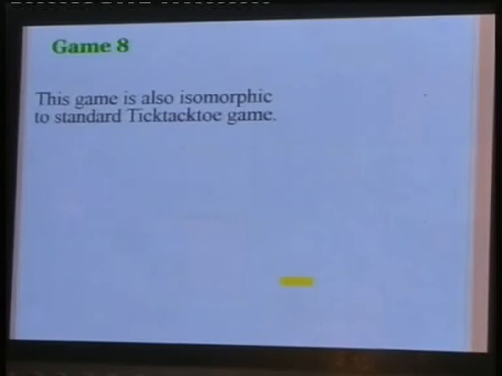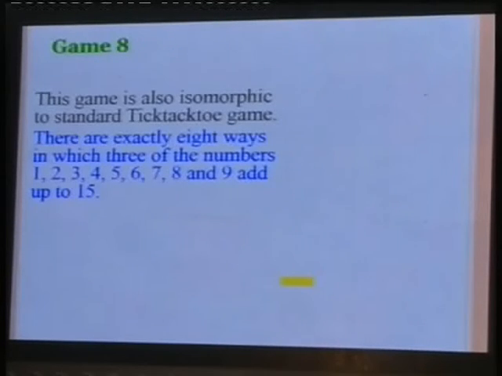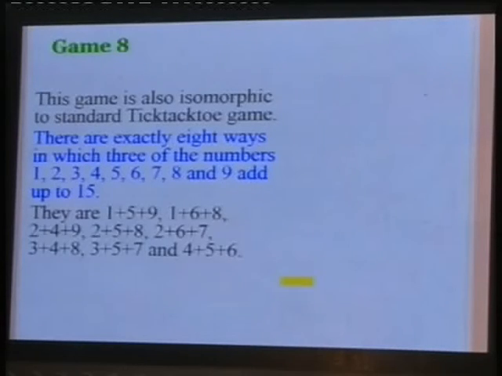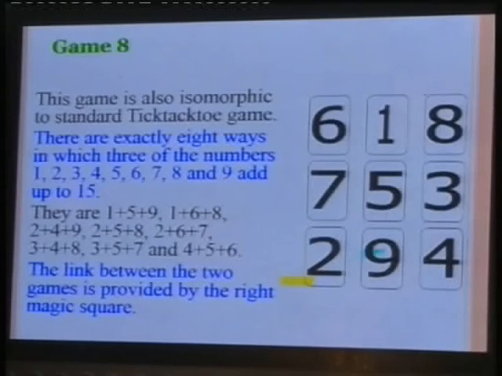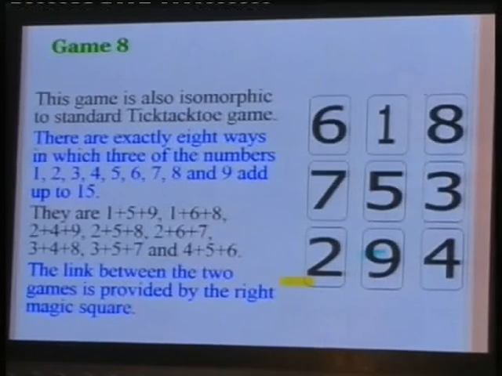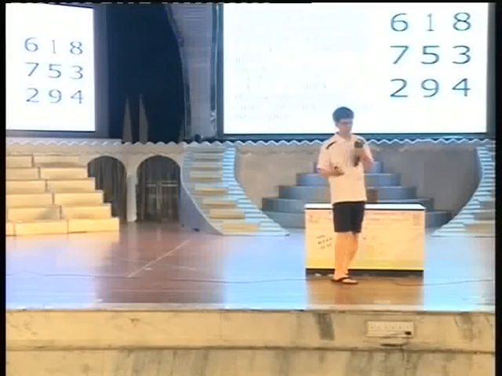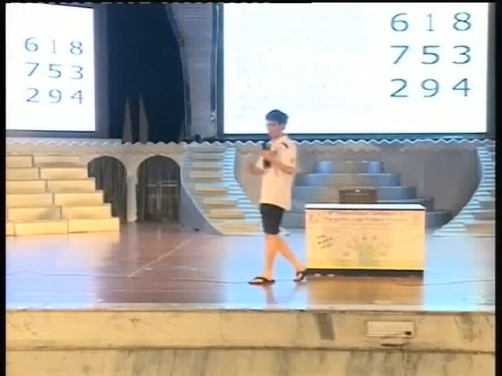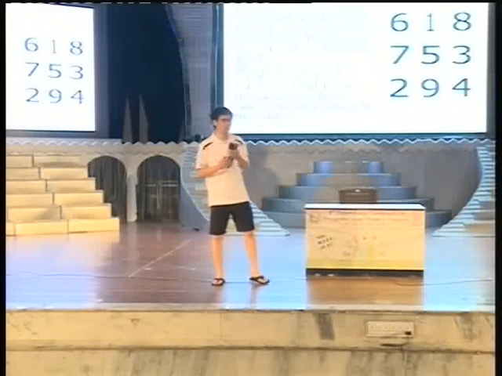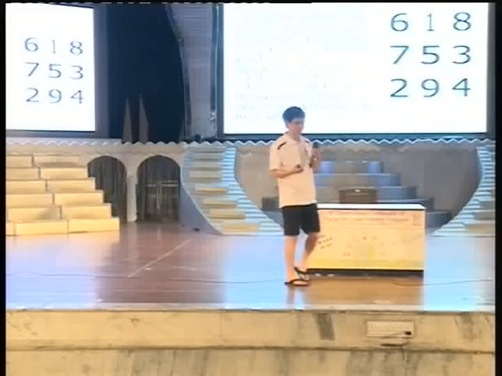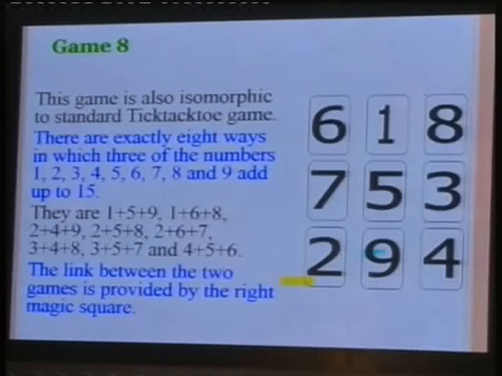It shows that this game is actually also isomorphic to tic-tac-toe. We draw out all the ways that you can add up to 15, and from this, we look at what numbers are used more frequently than others, and we can come up with a rearrangement that shows that this is exactly like tic-tac-toe, but it looks different. So it's isomorphic to tic-tac-toe, which, as many of you know, ends in a draw.